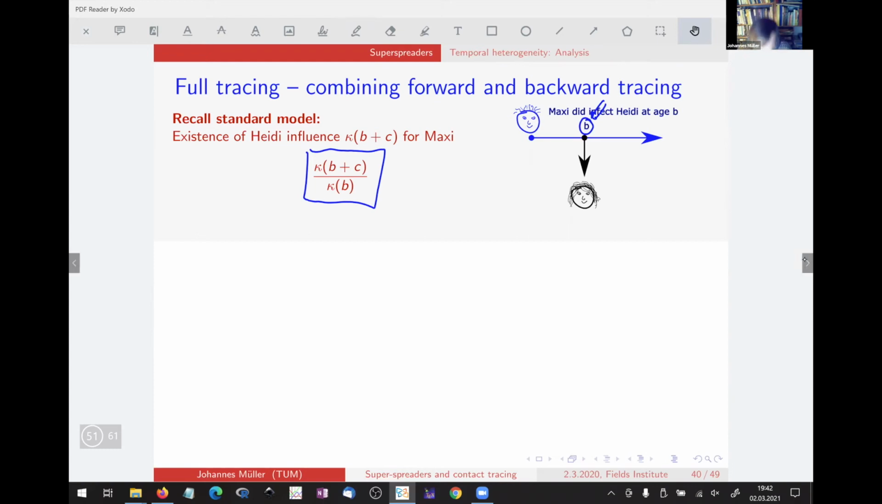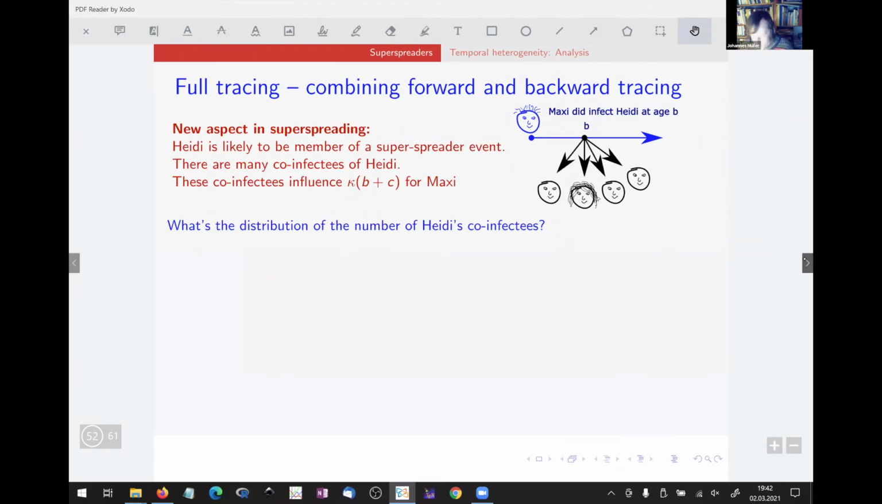Now it's different. If we know that Heidi is an infectee at that time, it's likely that she is a member of a superspreader event, so she has co-infectees. Even if we exclude Heidi because we want to know her survival probability, we basically remove Heidi and wait until she gets a signal that she's traced by Maxi. Maxi can also be traced by the co-infectees of Heidi. That of course affects Maxi's survival probability. So one central point is that we need to understand the number of co-infectees of Heidi.